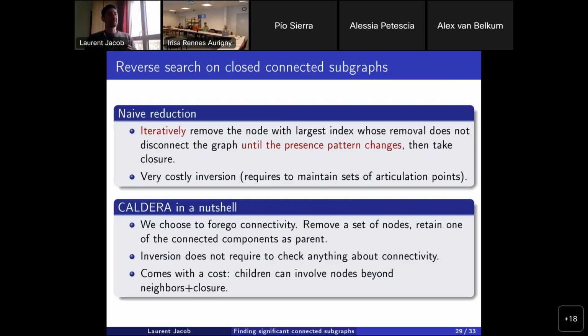But it comes with a cost. It's that it's harder to define the possible set of children. You can check if a particular subgraph is a child, that's easy, but reconnecting all the possible children is a bit more involved. Okay, I won't go into details about that, but that was the hard part of the inversion.